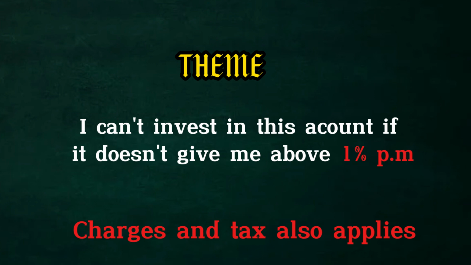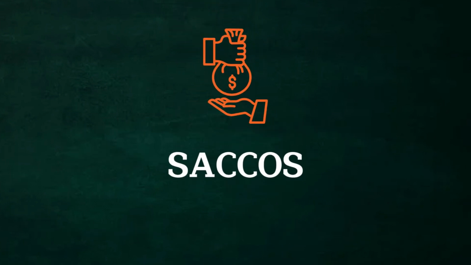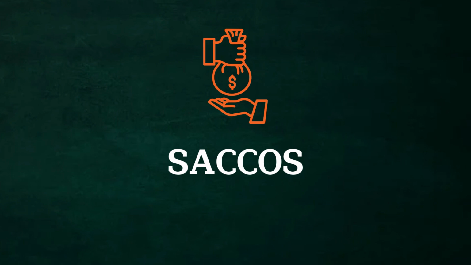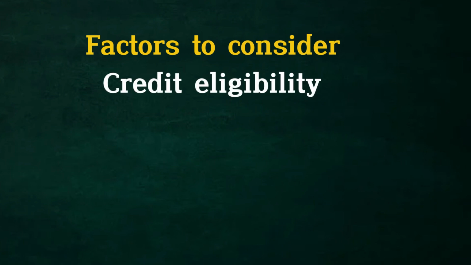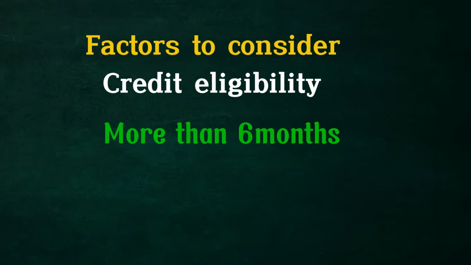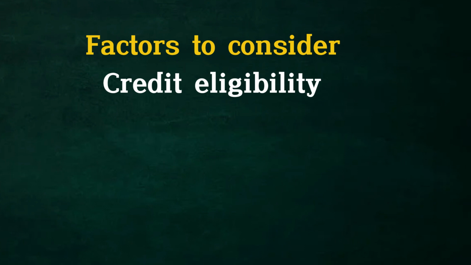If you like credit facilities, then the next account is yours. SACCOs, Savings and Credit Cooperative Societies. These are financial institutions controlled by members to offer credit and savings. What are the things to consider? Credit eligibility. For you to get a loan, the first criteria they look at is that you have been a member for 6 months and you have been able to pay monthly deposits successfully.